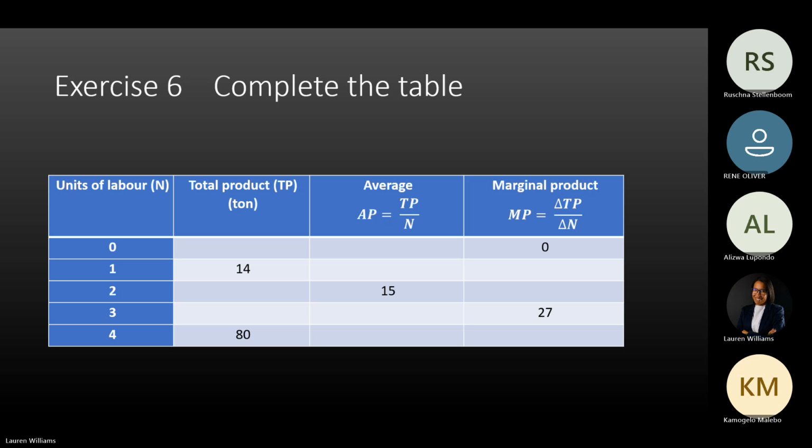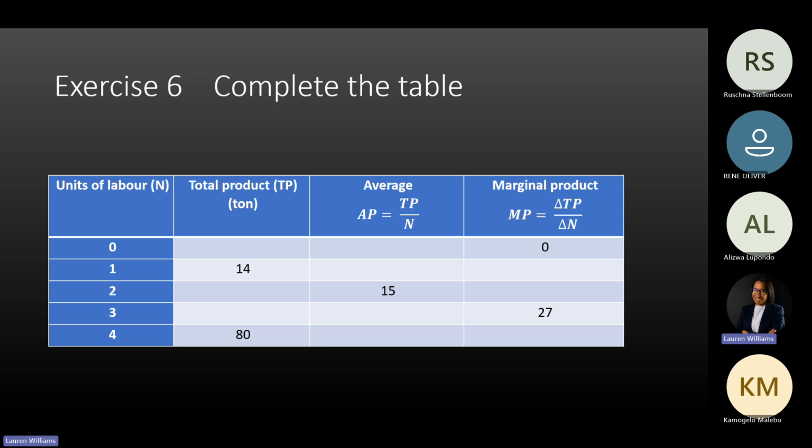They're saying your units of labor, the N number, is 0 to 4, and then your total product, your average product, and then your marginal product. Remember that the formulas themselves will not be in the table. You'll get a formula sheet, and you must then know which formula belongs to which element.